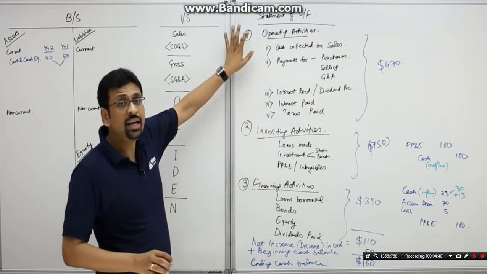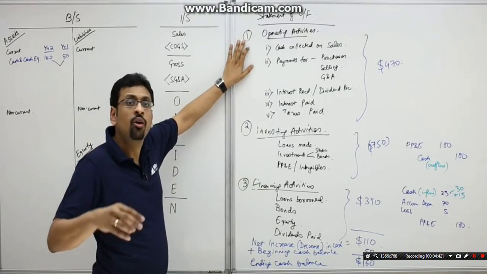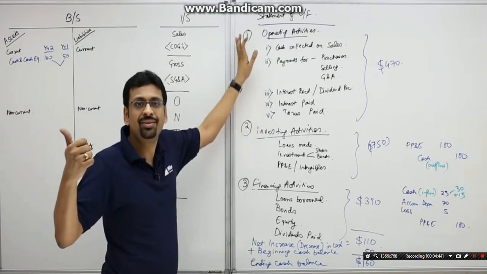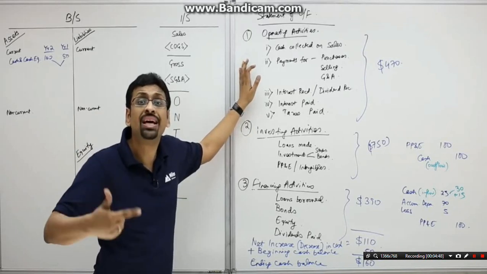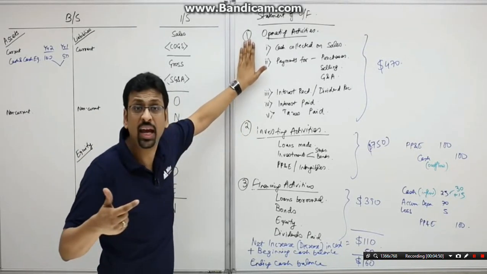But for operating activities, you've got two options. First option, present it like this. This looks like a summary of cash account. Second option, use the indirect method only for operating activities.